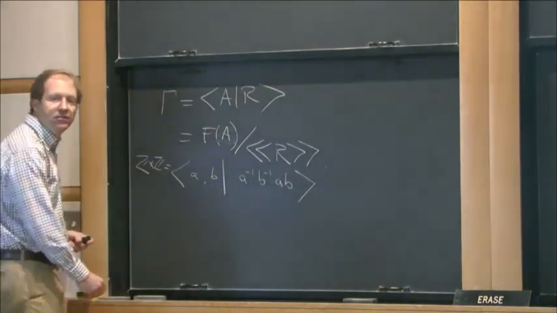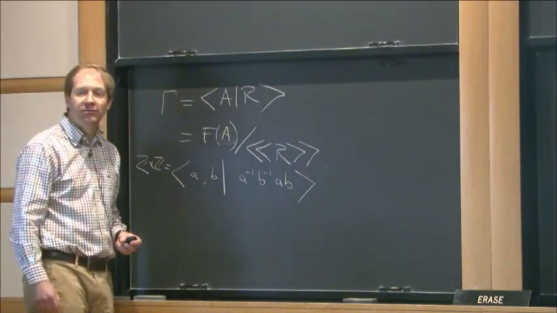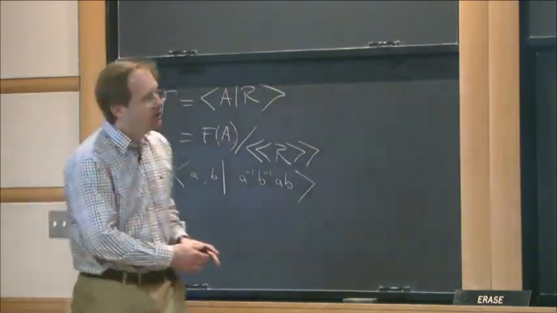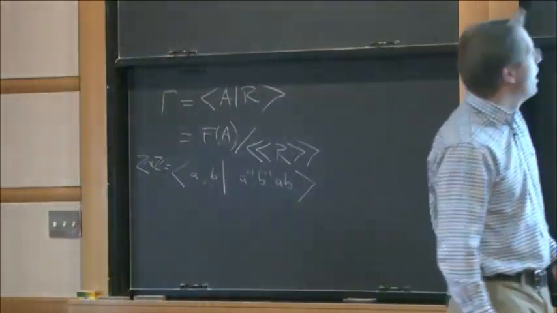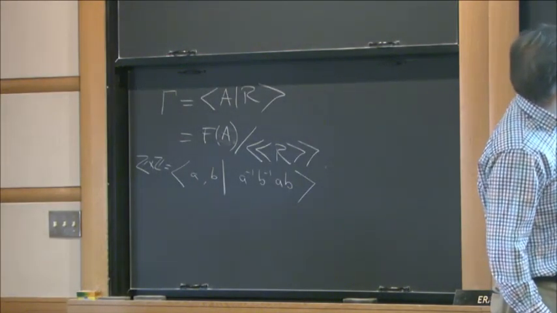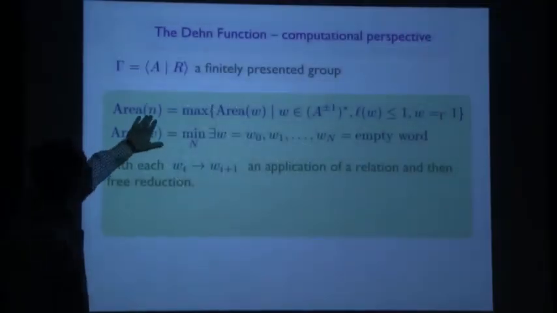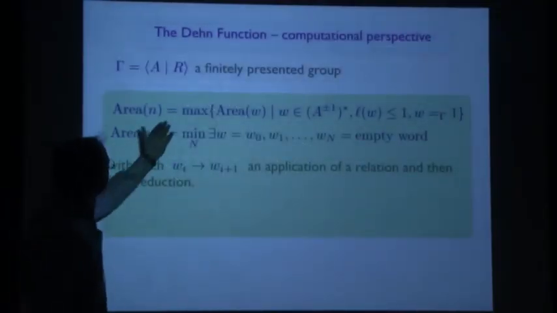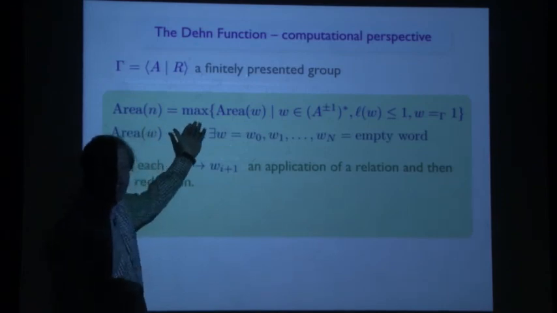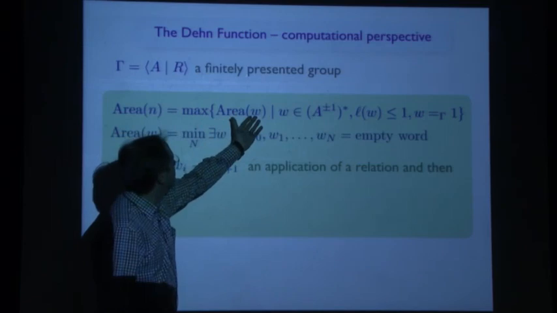For instance, that would just be a list with a single defining relation. So then we'll define the Dehn function, which we're going to call area for reasons we'll see in a minute. Area at a natural number n is defined to be, think of it as a worst case complexity measure, the maximum of areas of words.